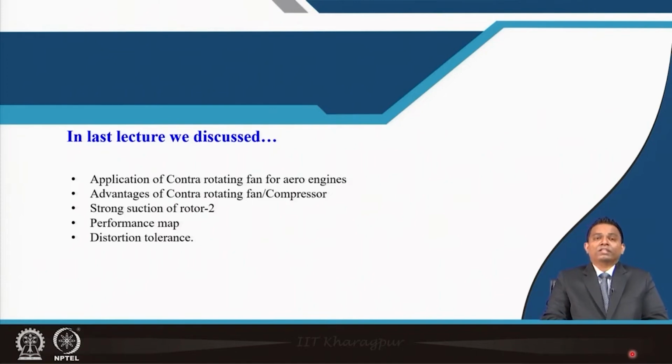Now, in this case, our second rotor is rotating in the opposite direction. We learn that when a rotor is rotating, it generates suction near the leading edge. Here, because rotor 2 is rotating at a higher speed, it will be sucking the air coming out from rotor 1, and that will improve the performance of both rotor 1 as well as rotor 2, and that is a benefit for us.